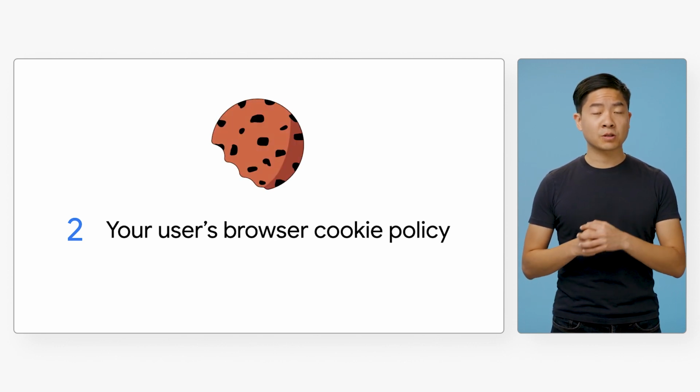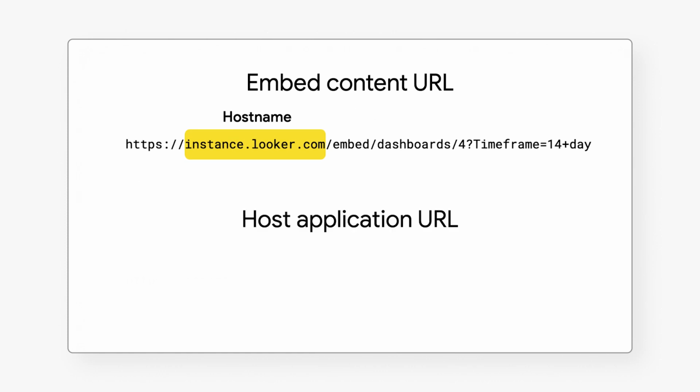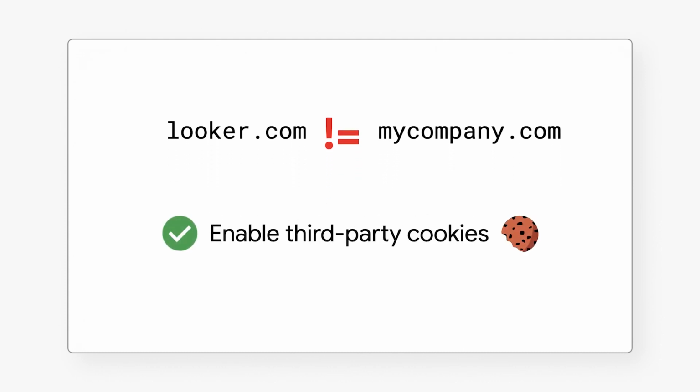Looker uses cookies for user authentication and session storage. Looking at our example embed content URL again, its hostname is instance.looker.com. Now, say for example, your host application URL is reports.mycompany.com/myapp. Its hostname is reports.mycompany.com. If your embed content URL's hostname is under a different domain from your host application, then your user's browser must enable third-party cookies.